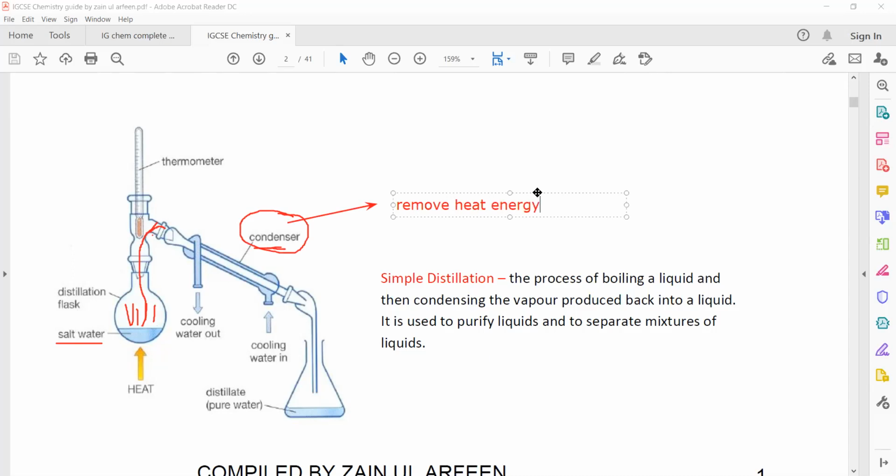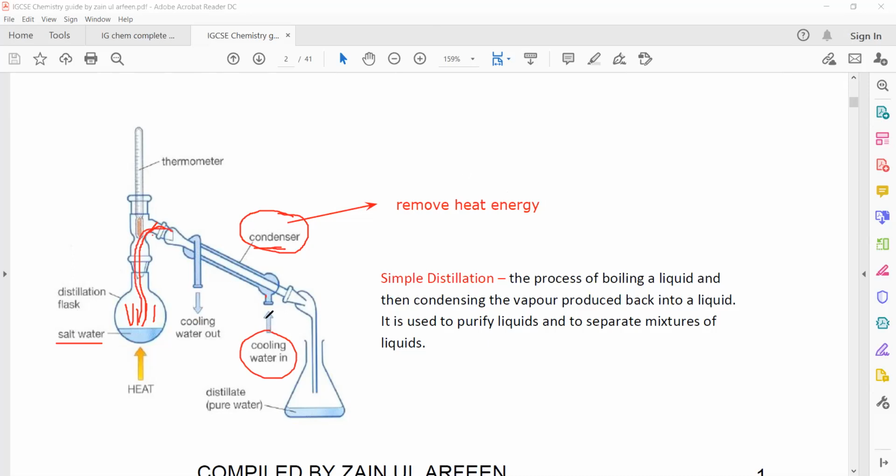So how does the condenser remove the heat energy? This is a jacket of the condenser in which there is cold water. It is flowing around it, not inside, around it. This water which is flowing around it will take the energy from the water vapors, because when you are heating, the water will convert into vapor. These red lines represent water vapors.